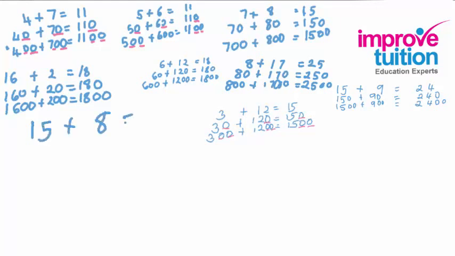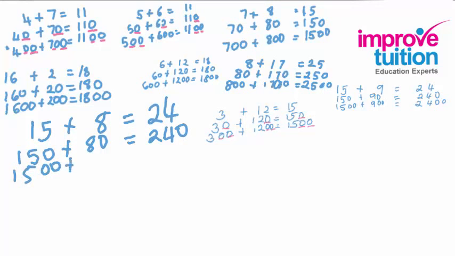If we've got 15 add 8, then that's 24. 150 add 80 would be 240, and 1500 plus 800 will be 2400. So 15 add 8 is 24 and add 2 zeros.